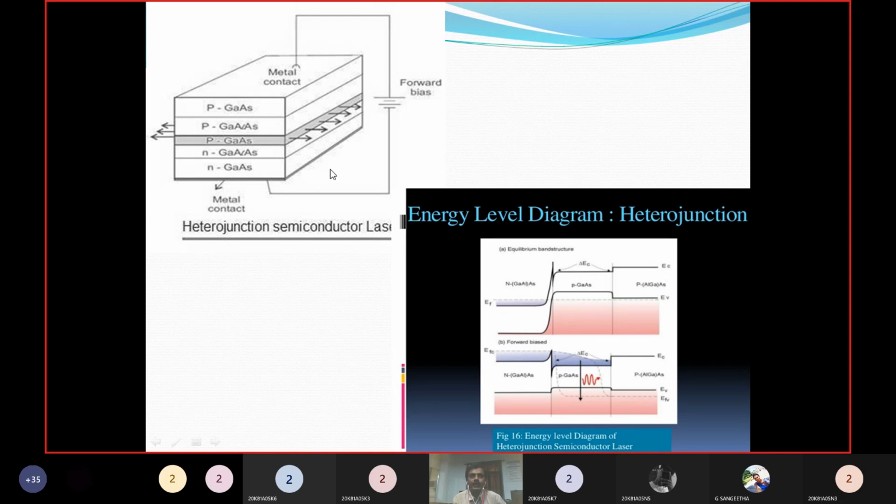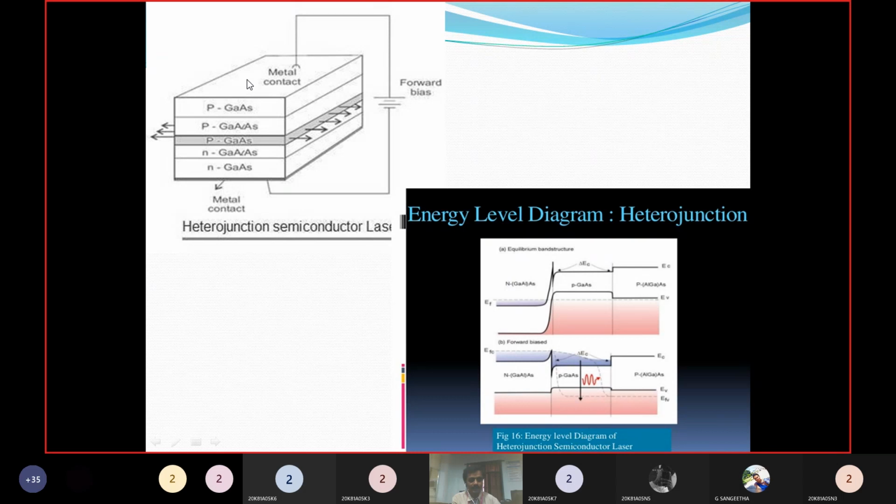Okay, these holes will be in the valency band, and electrons will be in the conduction band. Now the energy level diagram is also given here. The energy level diagram of p-type gallium arsenide is this one, this is p-type gallium aluminum arsenide, and this is n-type gallium aluminum arsenide. So this is the energy level diagram of this junction diode.